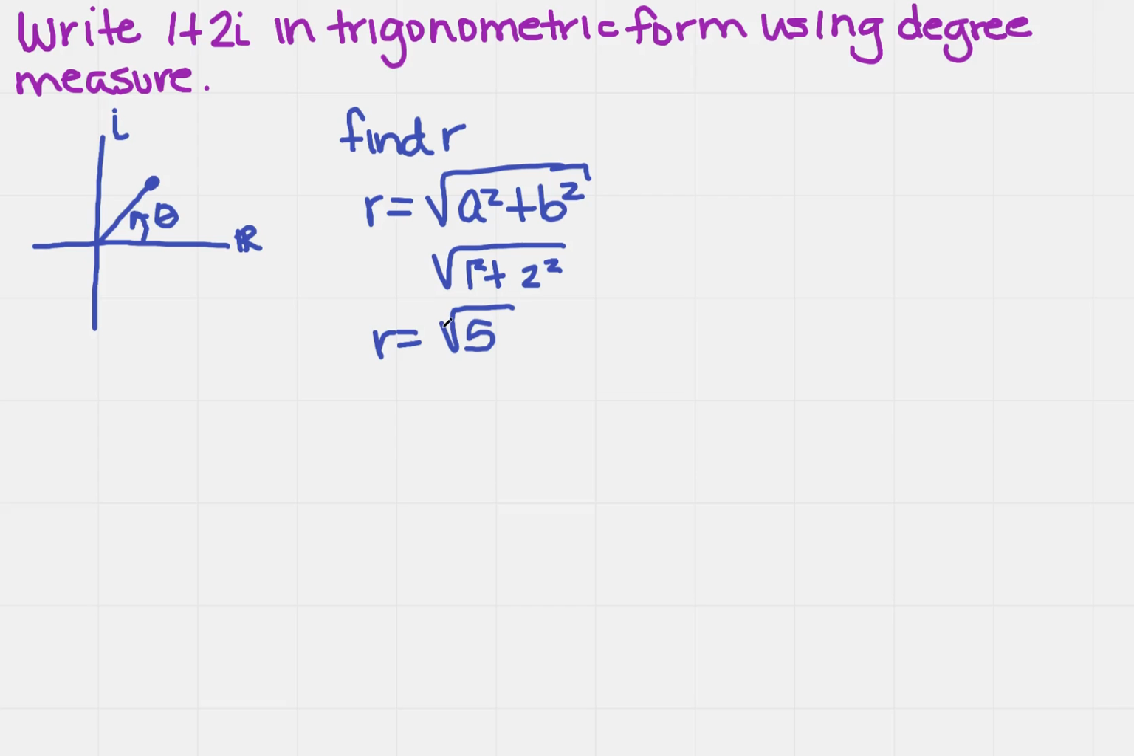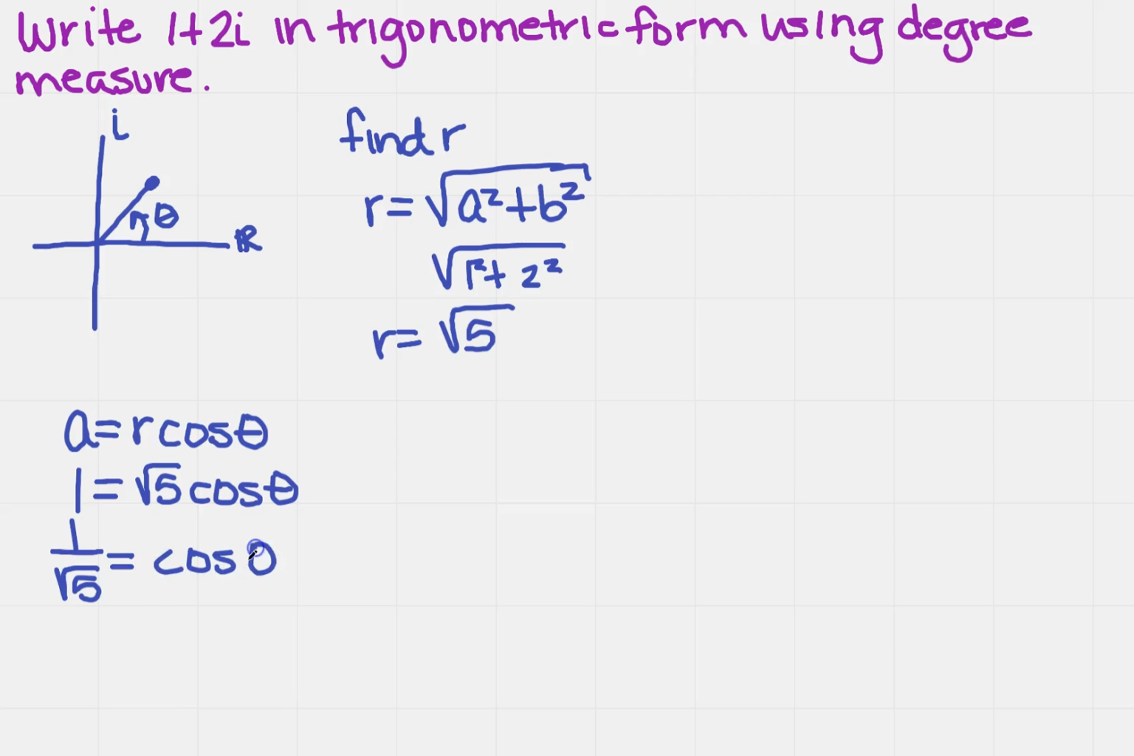Well, if I recall, I know that a equals r cosine theta. Well, now I know what a is. It is 1. So that's going to equal the square root of 5 cosine of theta. And then I'm going to get 1 divided by the square root of 5 equals cosine of theta. So the inverse cosine of 1 divided by the square root of 5 is going to equal what? Well, you're going to do that on the handy-dandy little calculator, and you get 63.4 degrees.